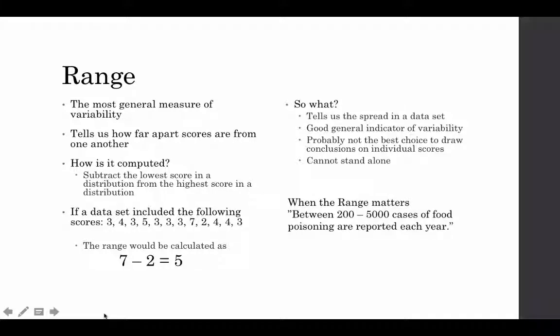The range is going to matter, again, when we're talking about, right now on your screen it says there are 200 to 5,000 cases of food poisoning reported each year. Well, that doesn't mean anything to you. But if I said that there were between 200 and 225 murders in Johnston City every December, well, that would mean something, because that's a pretty good number there. Those are pretty close compared to 200 and 5,000.